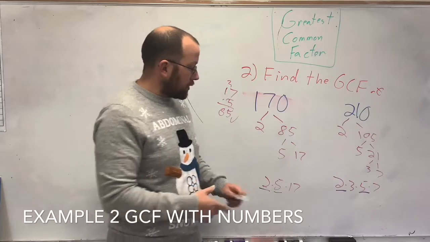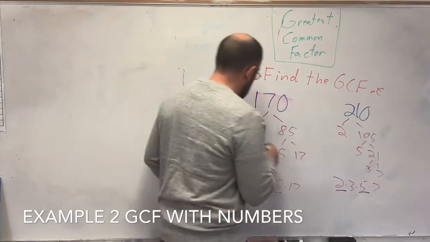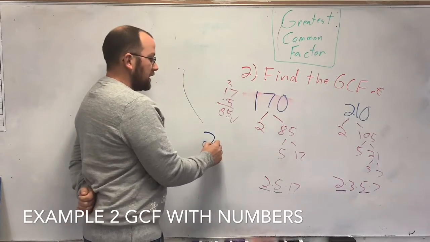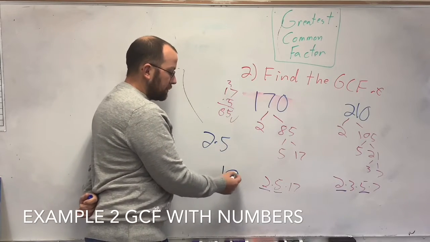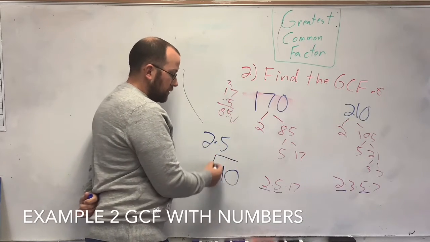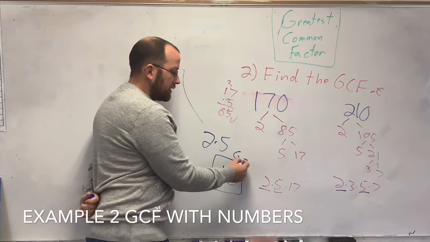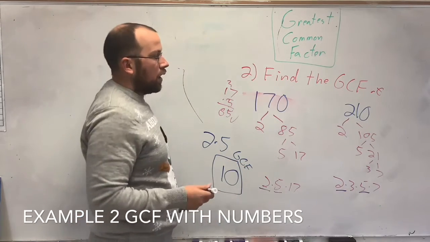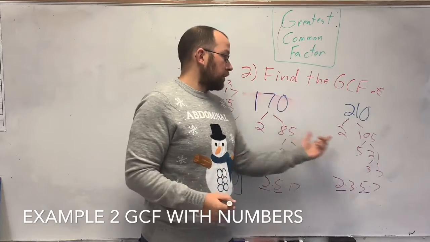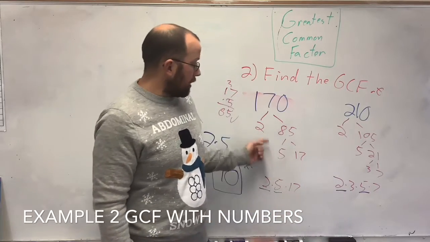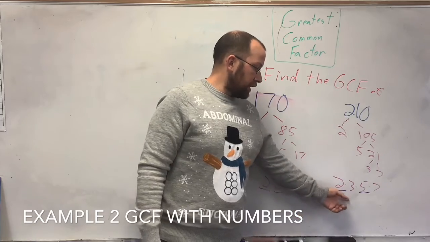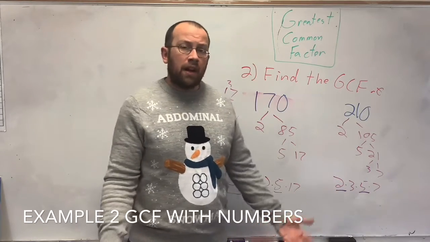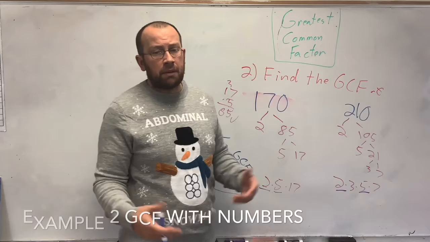So I take those two, 2 times 5, and all I have to do is multiply them together. That gives me 10. So 10 is my greatest common factor. All I'm doing is making a factor tree for each of the numbers, writing down all of the prime numbers, or the factors, for each, and I see what matches up. When I find out what matches up, I multiply them together to get my greatest common factor.